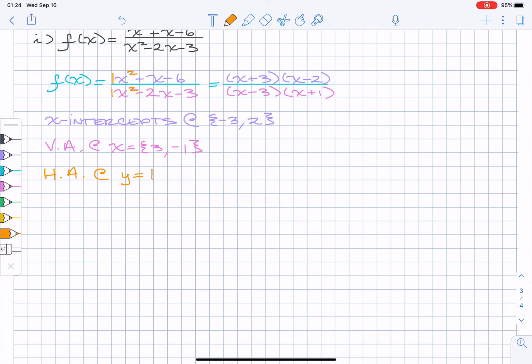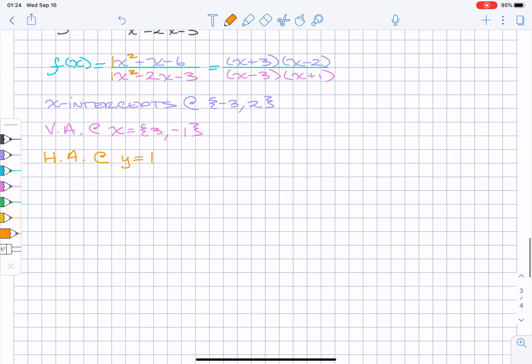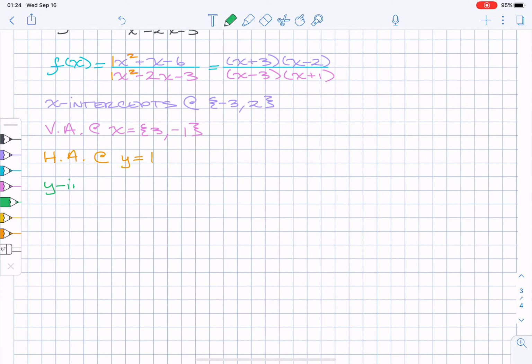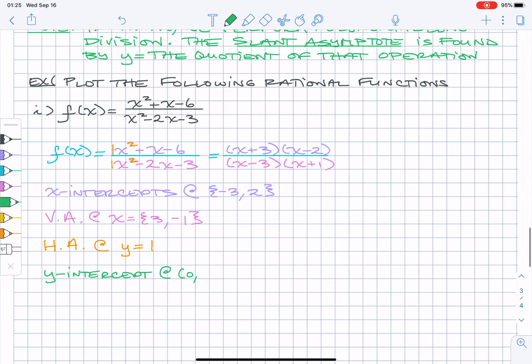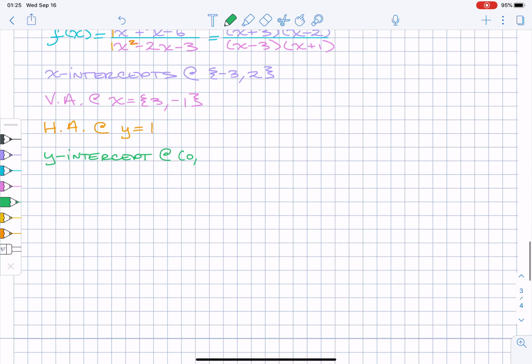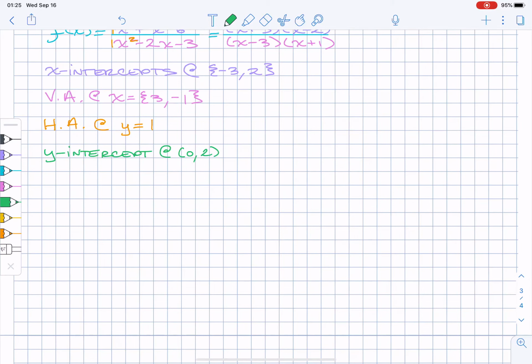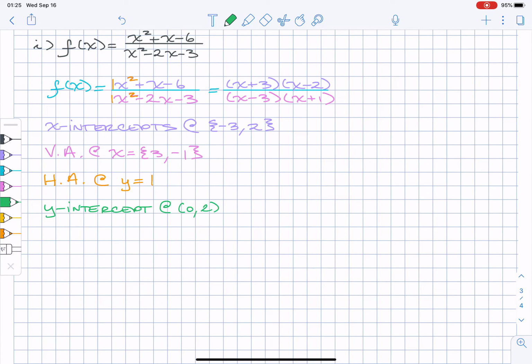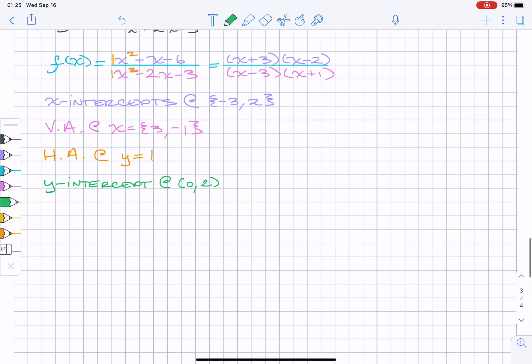Okay, so what about my y-intercepts? There should only be one because it's a function. If I let x be 0, do you agree that I just get -6 divided by -3, or +2? So I claim that the y-intercept is at 0, 2. So I can put all of this together to plot this function.